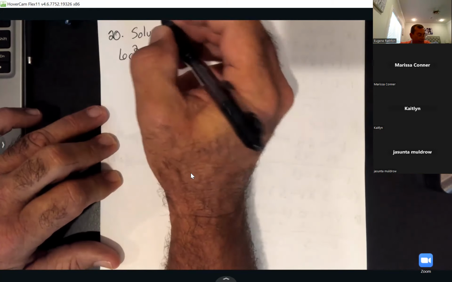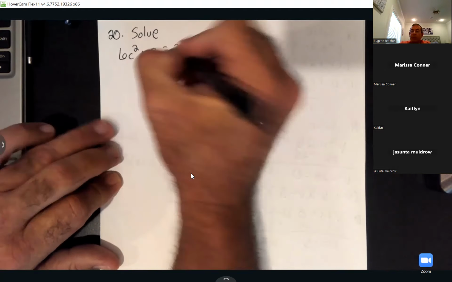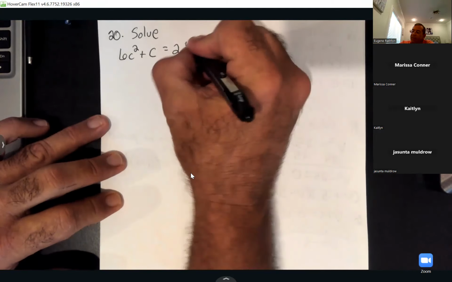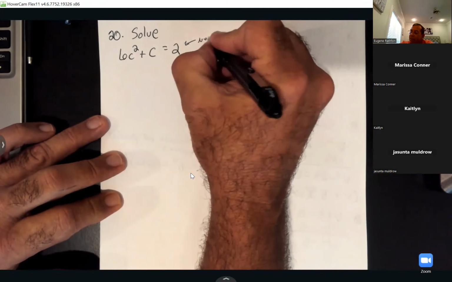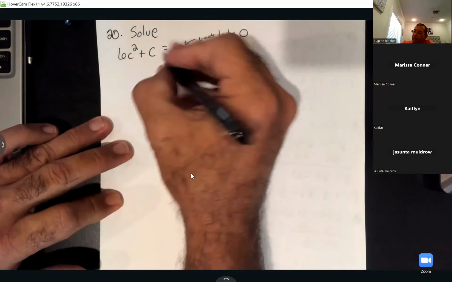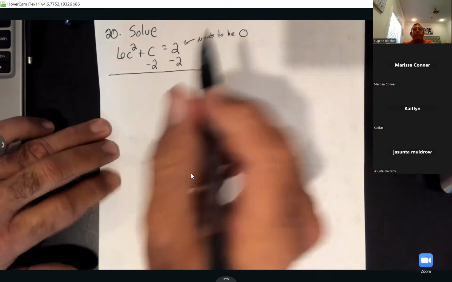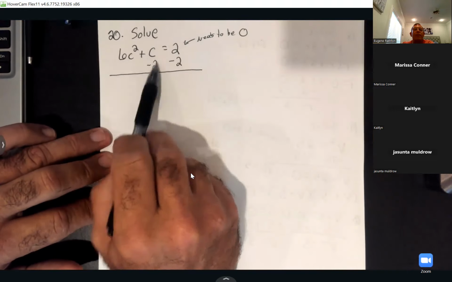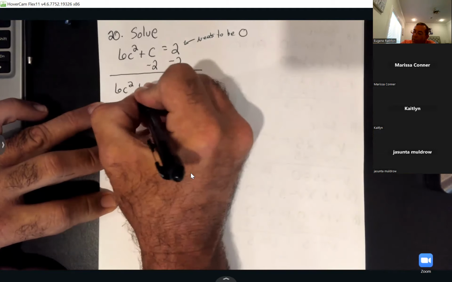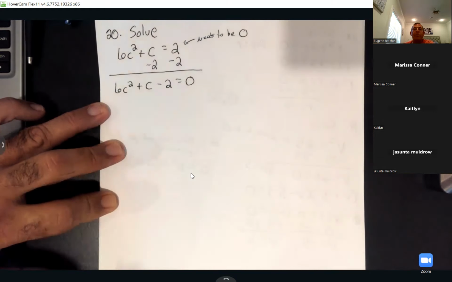6c squared plus c equals 2. So remember, first step, that 2 needs to be a 0. So I'm going to subtract 2 from both sides. Now the 2 is not like terms with any of this, so I'm just going to put them in order. 6c squared plus c minus 2, all equal to 0.